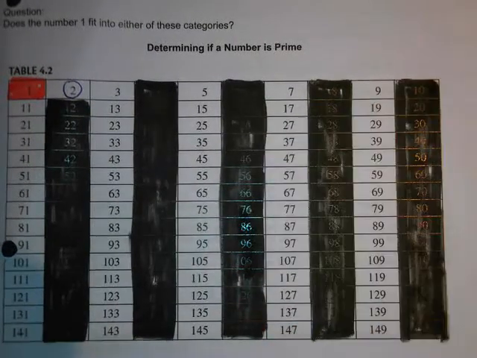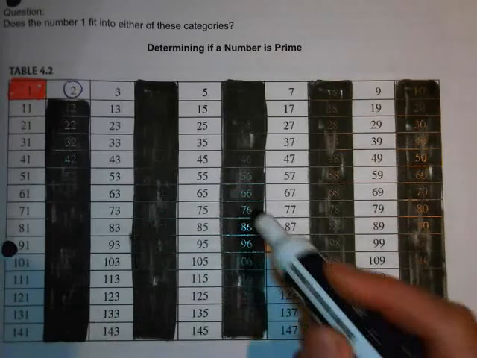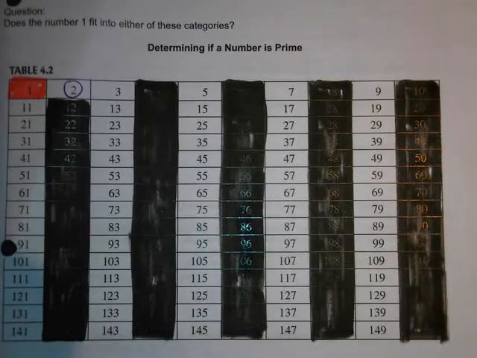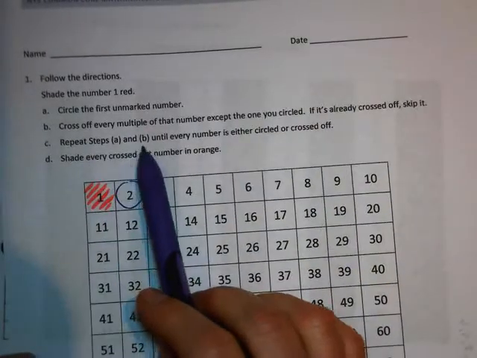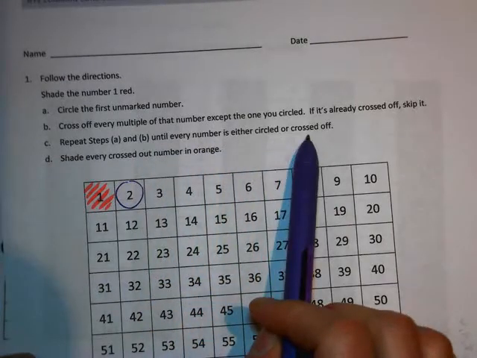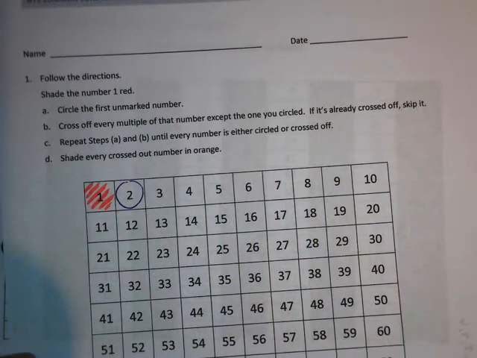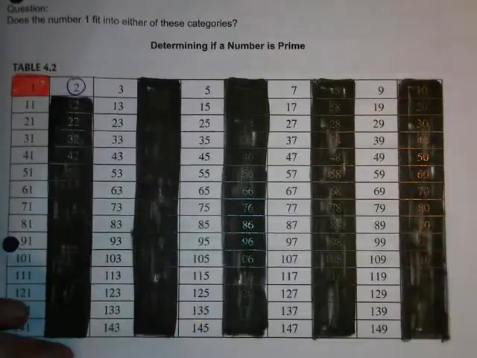It's weird. On my paper, it's completely covered, but on there, it shows, which is weird. Okay, so the next question: repeat steps A and B until every number is either circled or crossed off. All right, so the next step says, circle the first unmarked number.